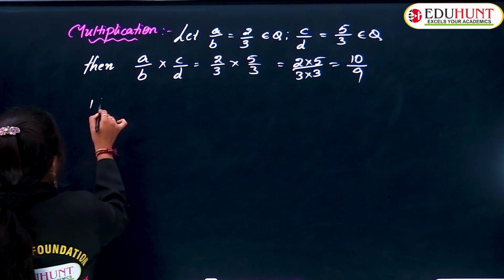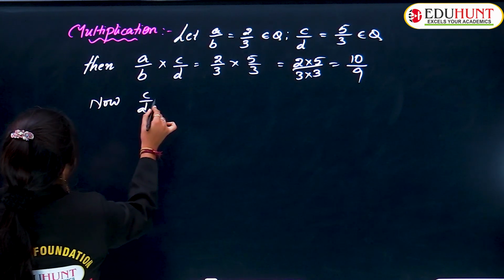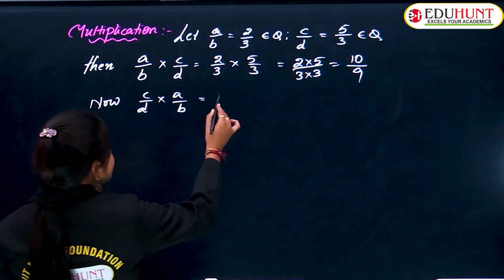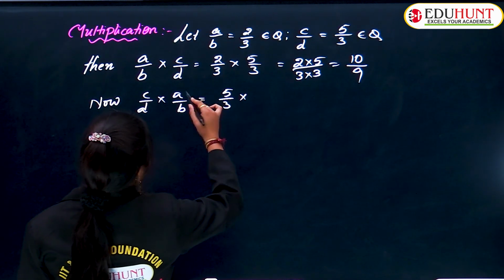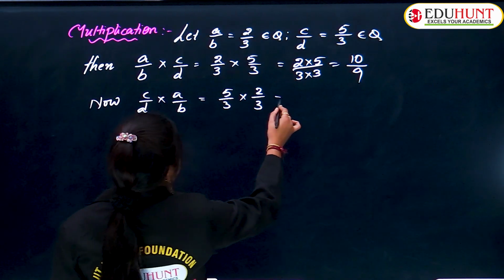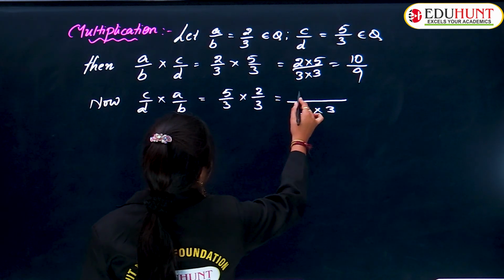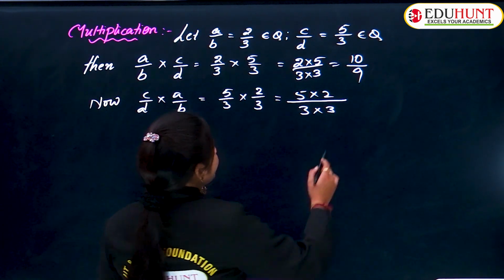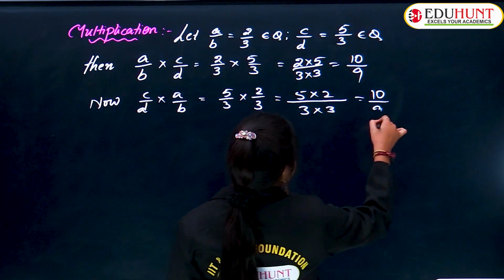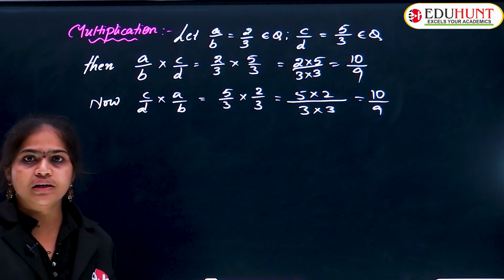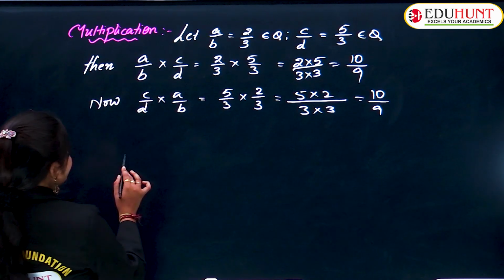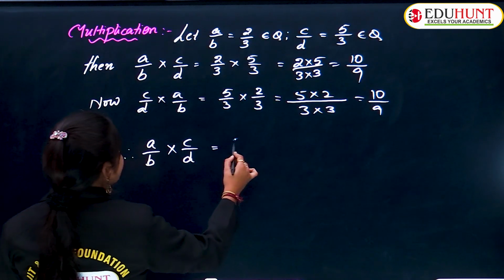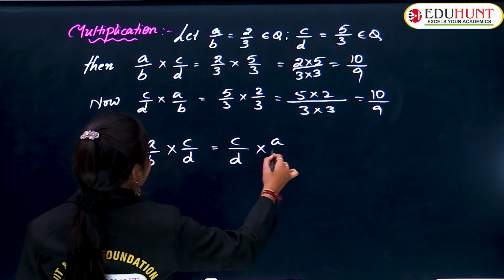In the same way, now c/d into a/b, which is 5/3 into 2/3. Again, take the product of numerators and the product of denominators, because cancellation is not possible. 5 times 2 is 10, 3 times 3 is 9. Again we got 10/9 only. As per this, we can say a/b into c/d equals c/d into a/b.